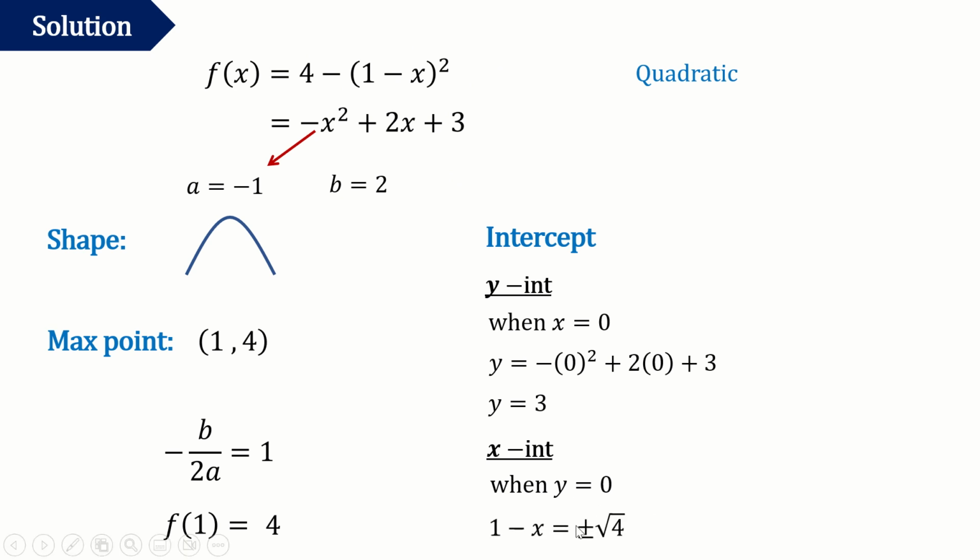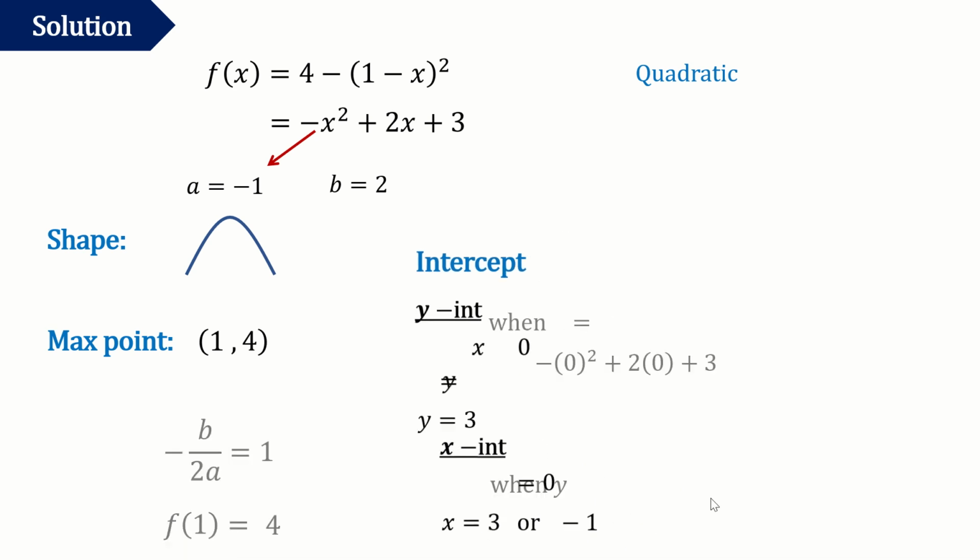At the right hand side we have plus minus, because from a square it becomes a square root. So the square root of 4 is 2, so we have plus minus 2 here. Then we rearrange, and we get x is equal to 1 plus minus 2, which is equivalent to 1 plus 2 or 1 minus 2. 1 plus 2 equals 3. 1 minus 2 is negative 1. So we have two x-intercepts, at 3 and negative 1.